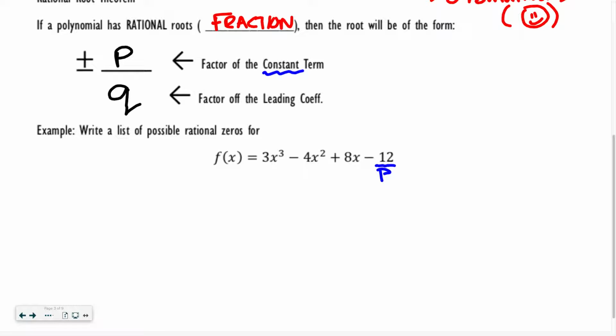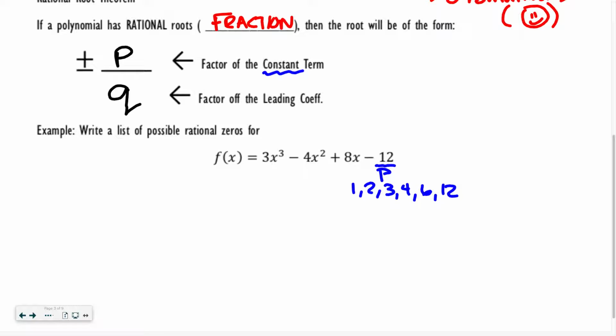3 and 4, 6 and 2, 12 and 1. Now, I generally like to write them in numerical order. You can write them out of order if you want, so they're next to their factor, but I just write them 1, 2, 3, 4, 6, 12. Those are factors of 12. Okay, those are going to be all my p's.